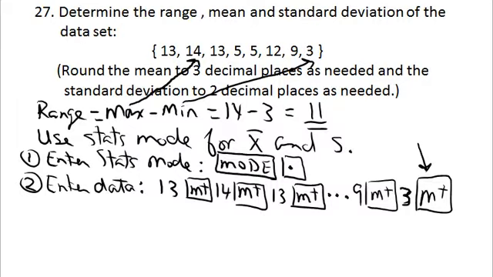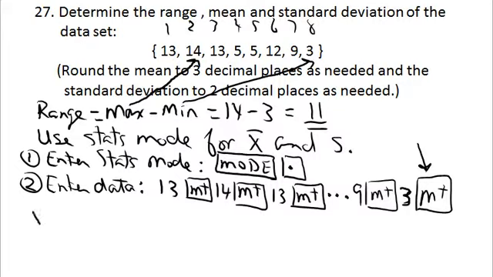Then I would say check it to make sure you really have the correct number of numbers in there. There are 1, 2, 3, 4, 5, 6, 7, 8 numbers. If you do Shift 6, that shows you how many numbers you've entered, and it better be 8. If not, you've made some mistake. I won't write that down as a step, but that's certainly my suggestion.